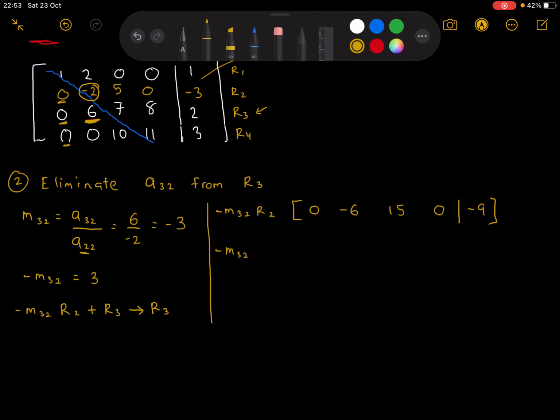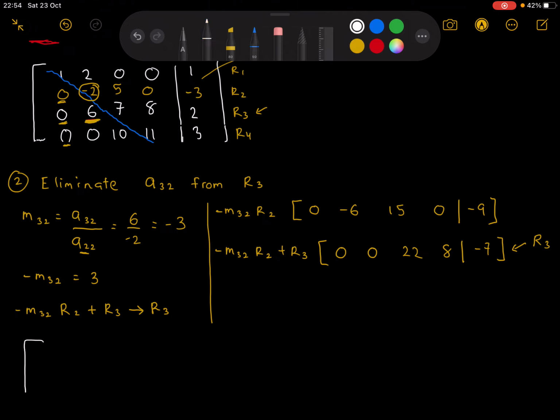Next, negative M32R2 plus R3. So 0 plus 0 becomes 0, negative 6 plus 6 becomes 0, 15 plus 7 becomes 22, and 0 plus 8 becomes 8, negative 9 plus 2 becomes negative 7. So this is the value that we're going to transfer in row number 3.